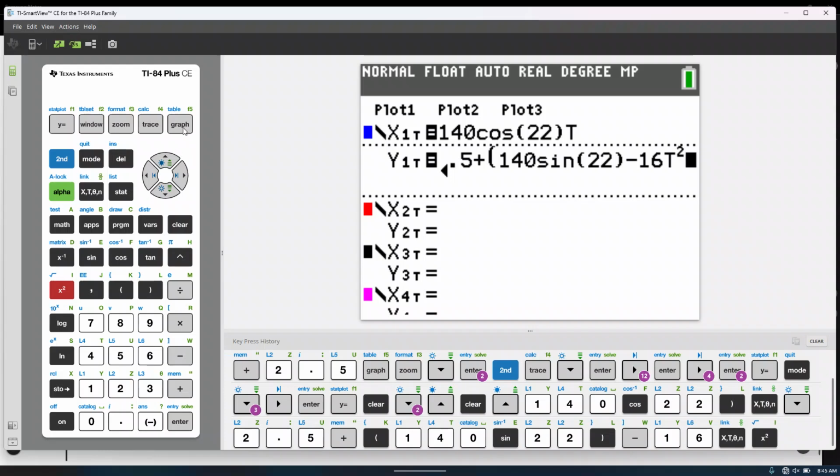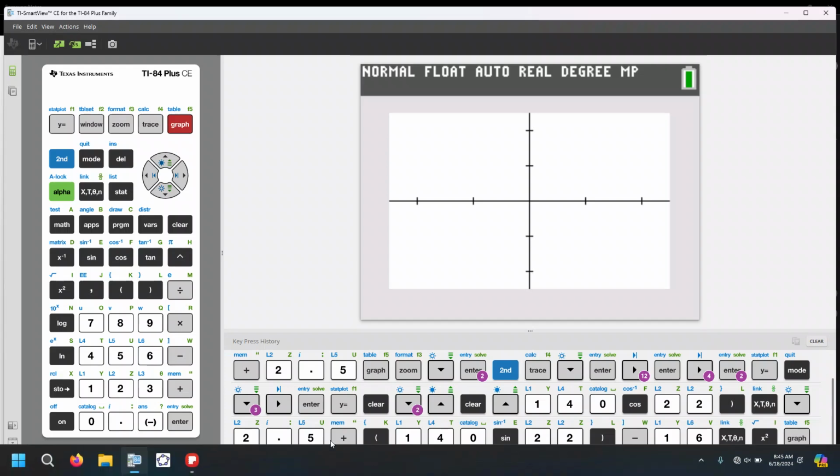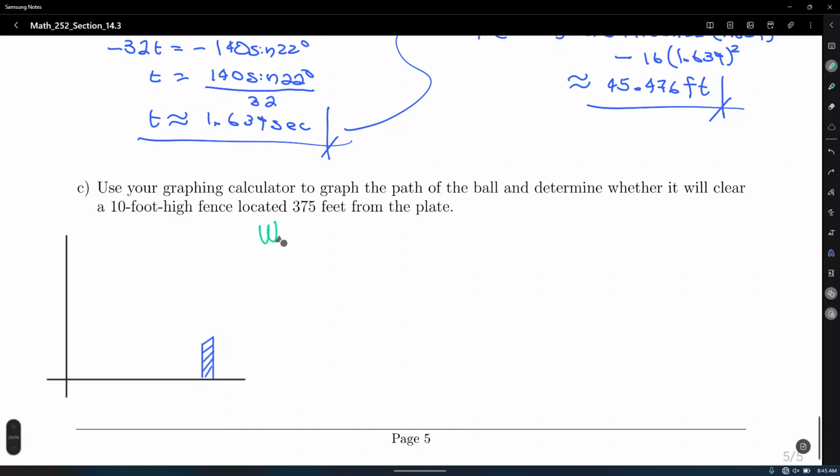Okay, if I click on graph right here, I'm not even going to be able to see the graph, because think about it, we have really big numbers such as 140, 2.5. Well, here I have the window settings. Let me write it down on the notes.